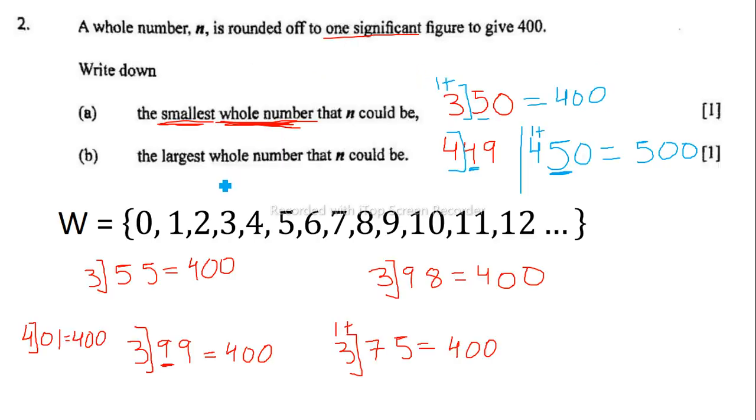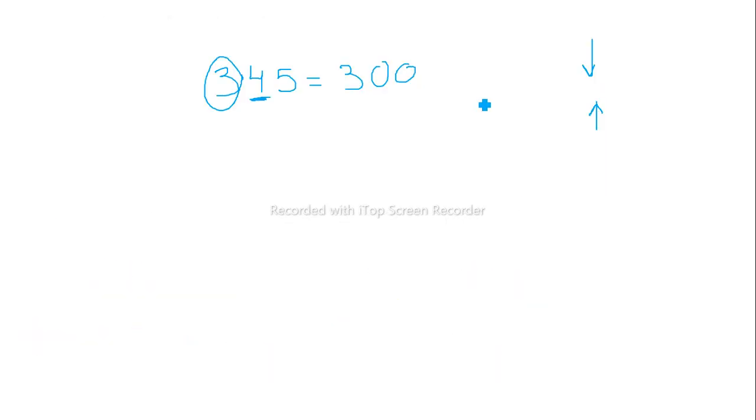Yes, sir. It is less than 5. So if it's less than 5, we round down. If it's 5 or greater, we round up. So we can't add 1 to this; we keep the 3, and everything else becomes 0. Okay, so 300.